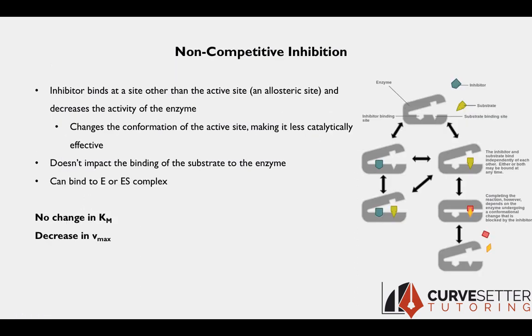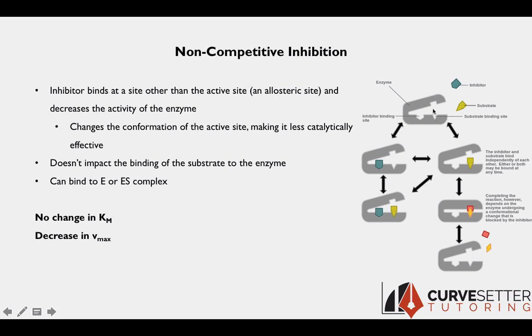And the last type of inhibition is non-competitive inhibition. So this occurs when the inhibitor binds at an allosteric site and decreases the activity of the enzyme. It does that by changing the conformation of the active site, making it less catalytically effective. It doesn't impact the binding of the substrate to the enzyme in any way, and it can bind to the enzyme or the enzyme-substrate complex. So it just affects the catalytic activity of the enzyme, meaning there's no apparent change in Km when you add the inhibitor, but there is a decrease in Vmax.